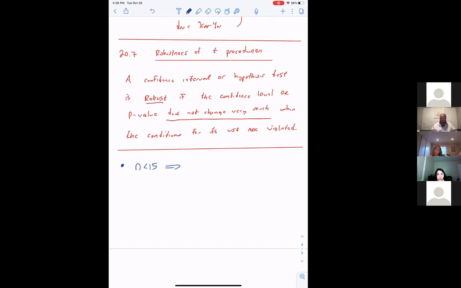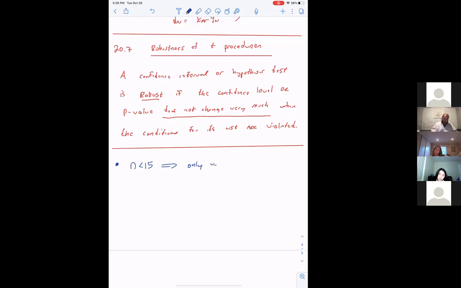So if n is less than 15, only use these t-tests if the data is close to being normal. What does it mean, close to being normal? Normal means it has to be symmetric, single peaked, and no outliers.